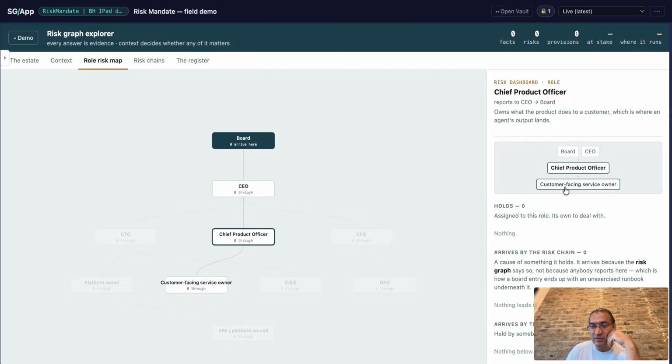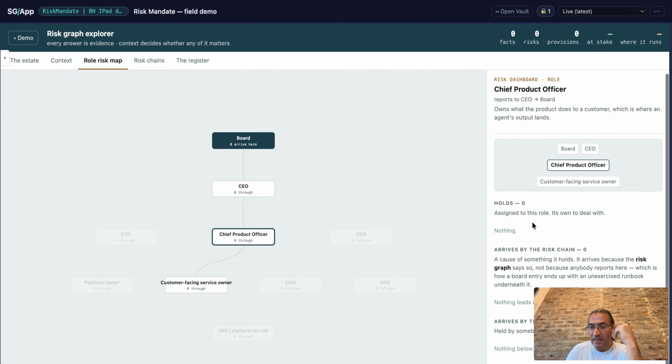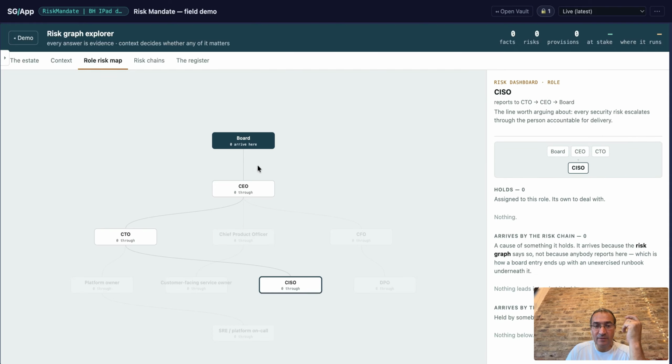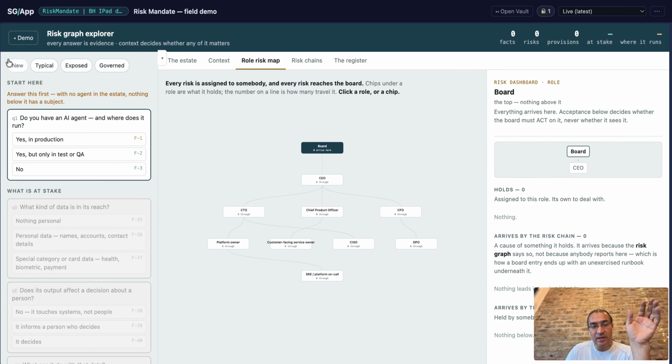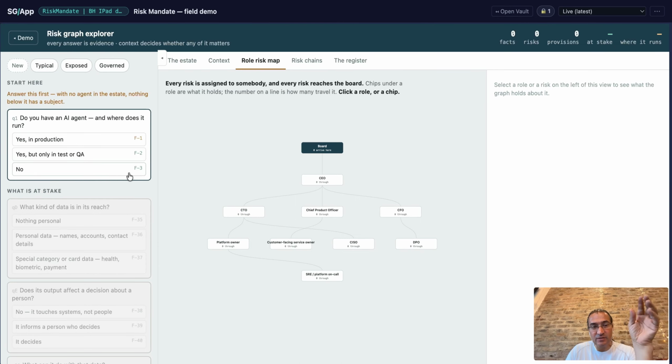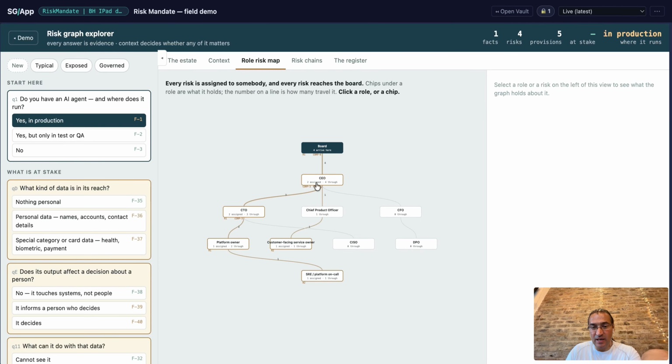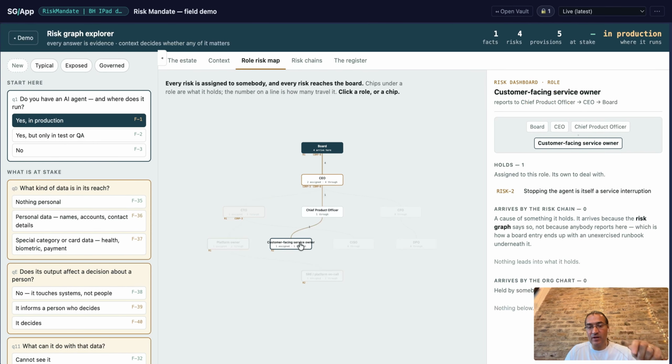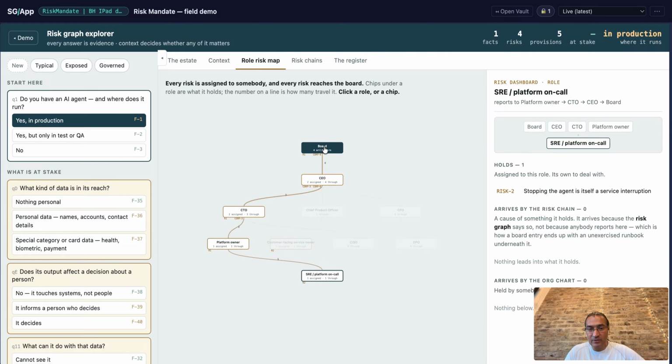The chief product officer has a customer service owner who connects to the board, who responds to the CEO and the board, right? And you can see the sequence of events, right? So what we're going to see here is how, as we add risks to the organization, you start to have risks that are flowing through here, which is pretty cool, right?